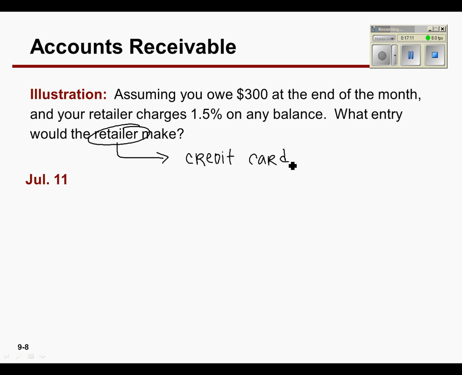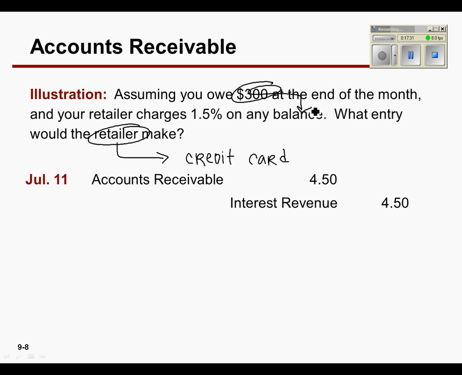And so you have to take into account how this all works. Assuming you owe $300 at the end of a month and your retailer charges 1.5% on any remaining balance. So here's my balance. It was really fun to swipe and add up to 300, but do I owe 300 anymore? No, I owe more. I'm going to owe $4.50 more. And they're making revenue off me. The AR goes up, that's me, and now they are making $4.50 interest revenue on just having that plastic swipe.